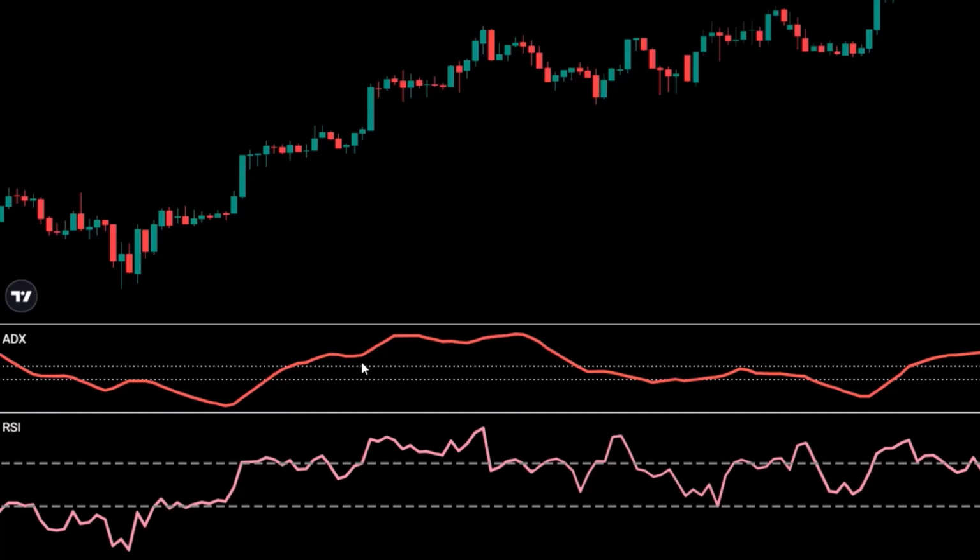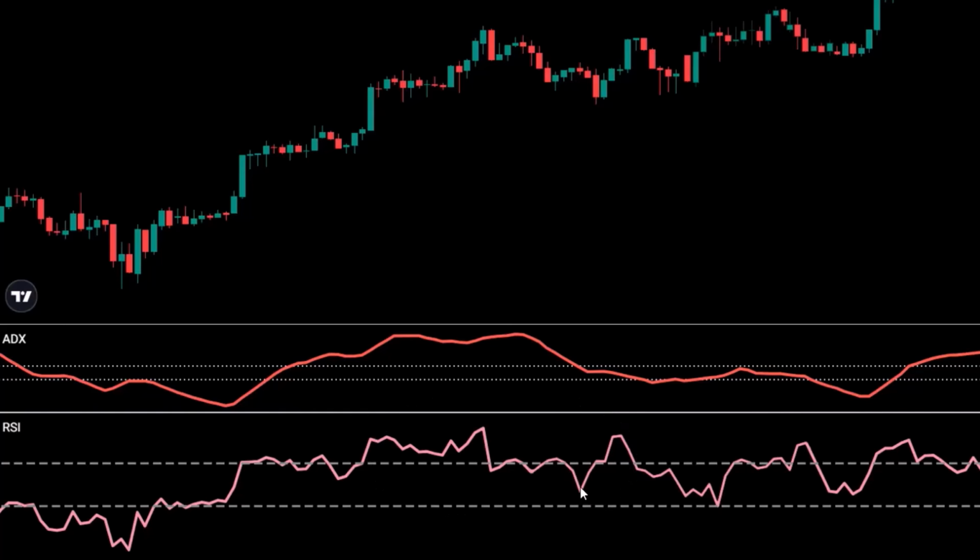But notice what happens next. Price does not keep going up immediately. Instead, the market pulls back slightly. At this time, RSI starts to cool down. It drops from above 70 and moves toward the 50 to 60 area. This is exactly what we want to see. RSI is not collapsing below 50. It's simply retesting while the trend remains strong.